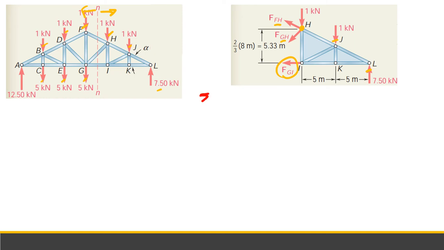So we will have a summation of moment at H equals to 0, counterclockwise, positive. So if we sum a moment at H, so yung FGI natin is may clockwise na rotation. But first, how do you solve this 5.33? So if you look at this triangle, parang dinivide siya into 3 triangles. So meaning, for example, this is 1, this is 2/3, and this is 1/3. So pwede natin gawin na 2/3 times 8, which is yung highest or yung longest side sa tatlong ito. So 2/3 times 8 is 5.3.